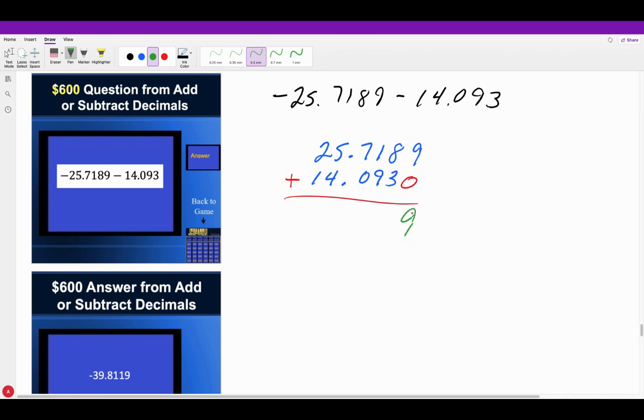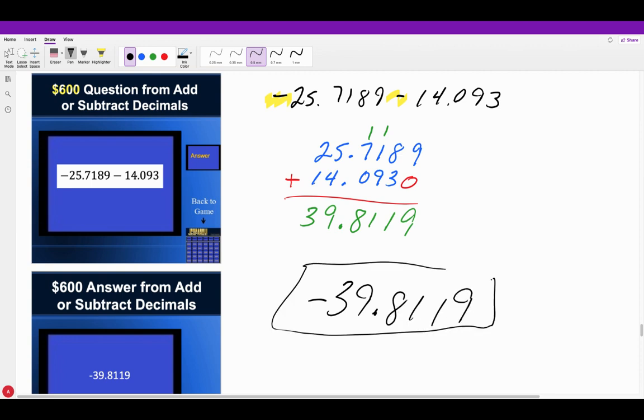So 9 plus 0 is 9. 8 plus 3 is 11, carry the 1. 1 plus 9 plus 1 is going to be 11, carry the 1. This gives me 8. So now I'm going to put my decimal because now I'm getting to my decimal. 5 plus 4 is 9, and 2 plus 1 is 3. But remember, both of these numbers were negative to begin with, so that means our final answer is going to be negative 39.8119.